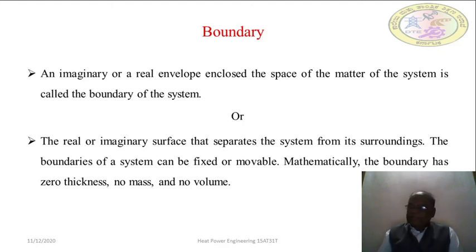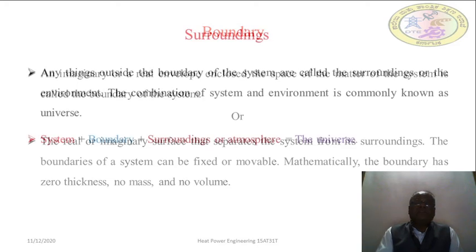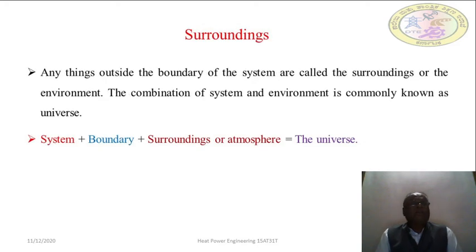Okay, the last part of the session: surroundings. Anything outside the boundary of the system is called the surroundings. Anything outside the boundary of the system. Okay, this is the system, and the thermodynamic properties are studied regarding the system. The surroundings are another component beside this.